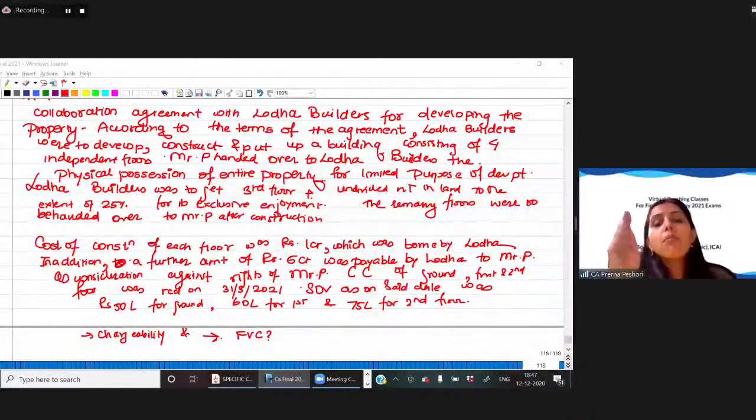It's 50 lakh plus 60 lakh plus 75 lakh. That will be your full value of consideration. Plus, you would also add here the monetary consideration, which is rupees 5 crore.